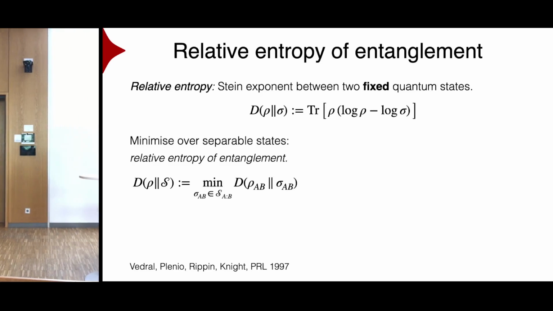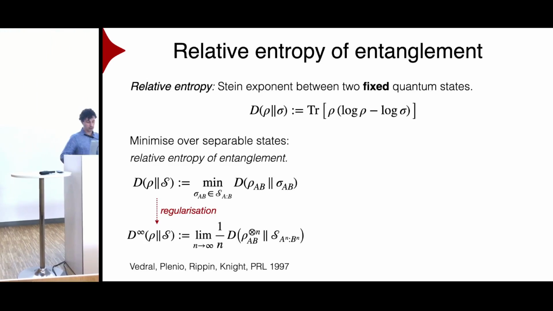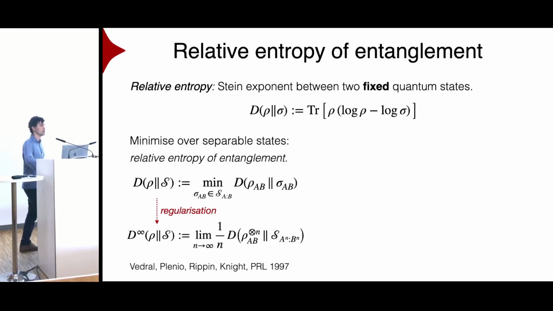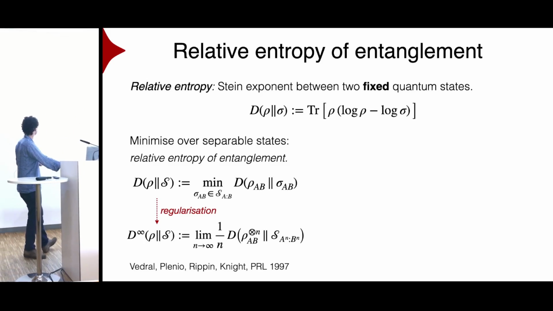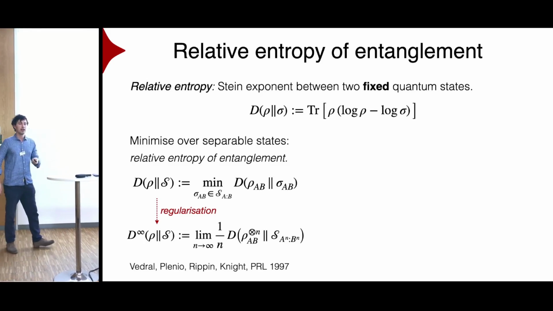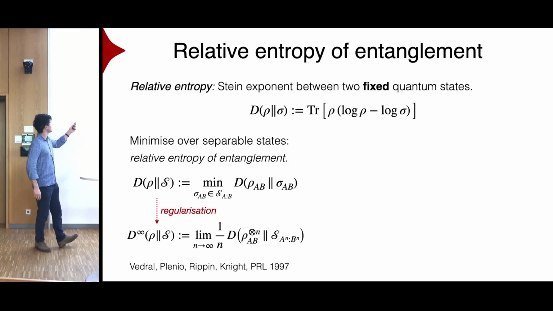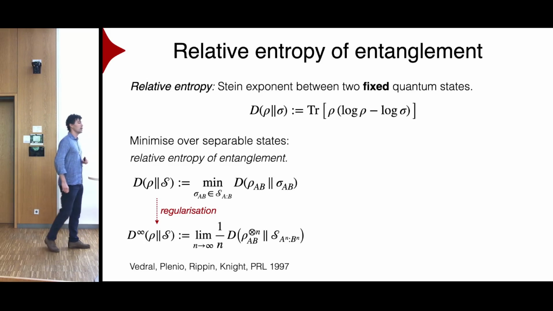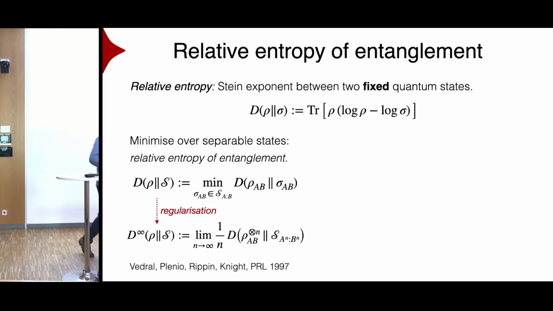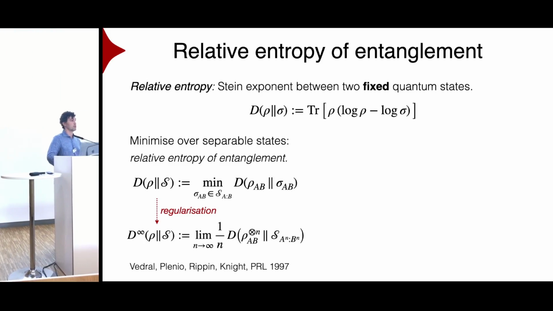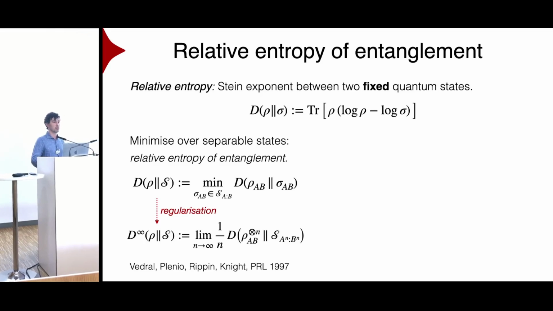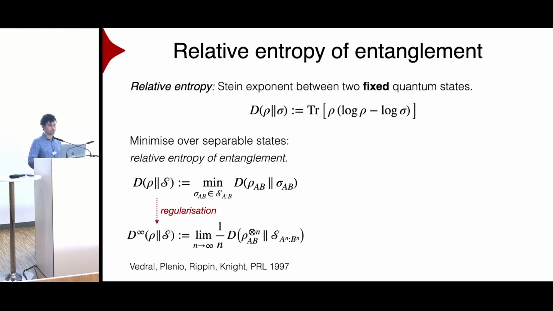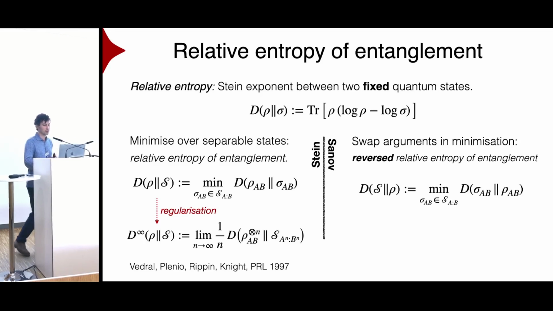And of course, since we are doing quantum theory, unfortunately, we have to regularize this quantity to get the regularized relative entropy of entanglement, which is given by taking n copies of the state and an arbitrary separable state over n Alice systems and n Bob systems. In general, you need the regularization. This quantity is non-additive, it's well known, so you need the regularization, which is not necessarily easy to calculate. In fact, it's very difficult to calculate in general.